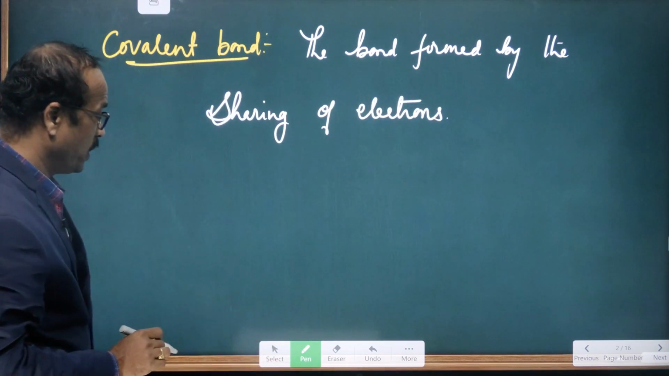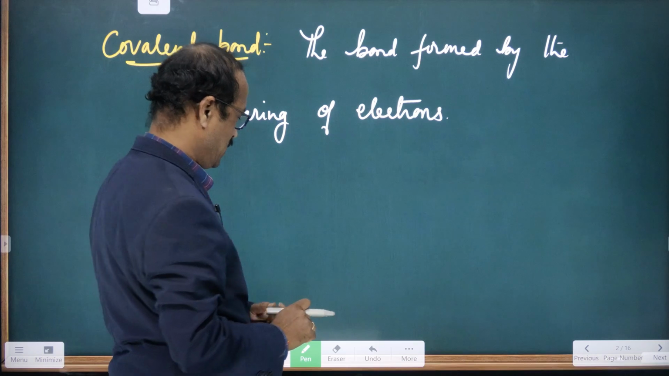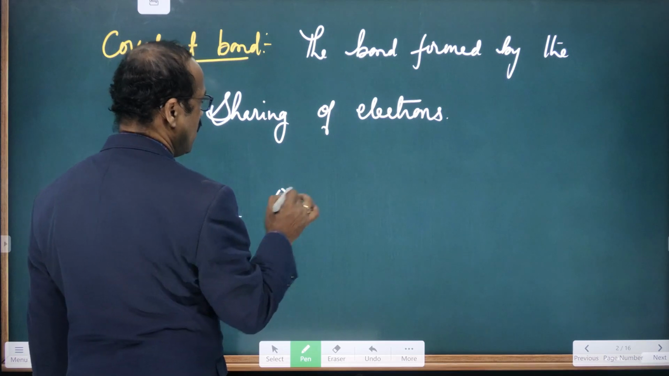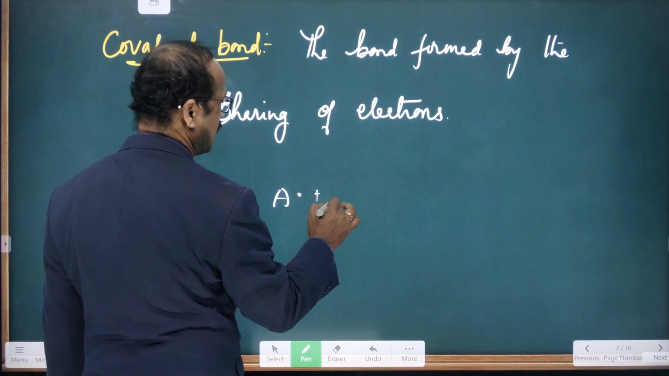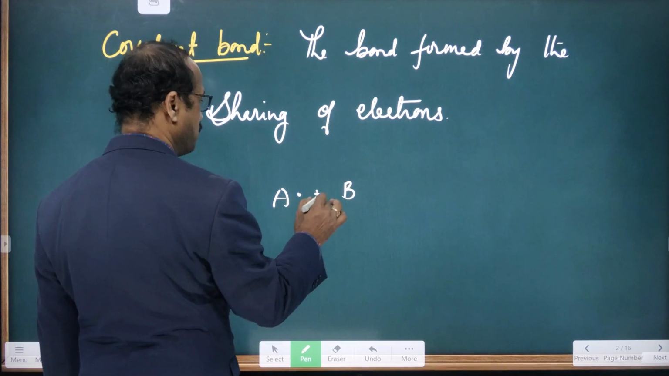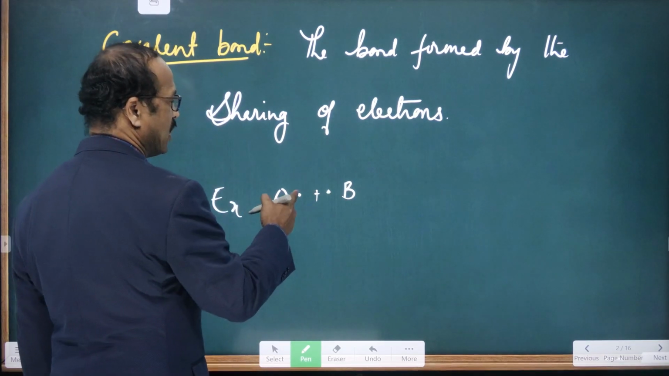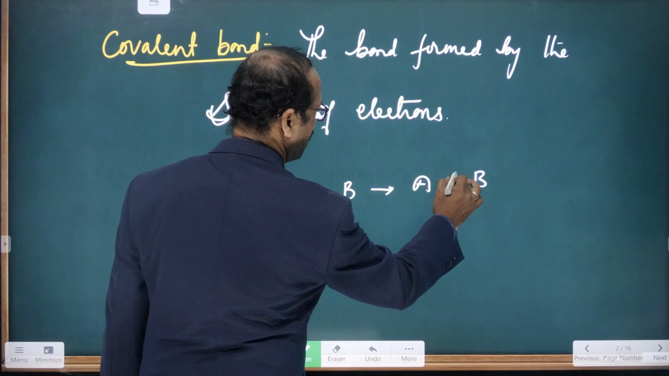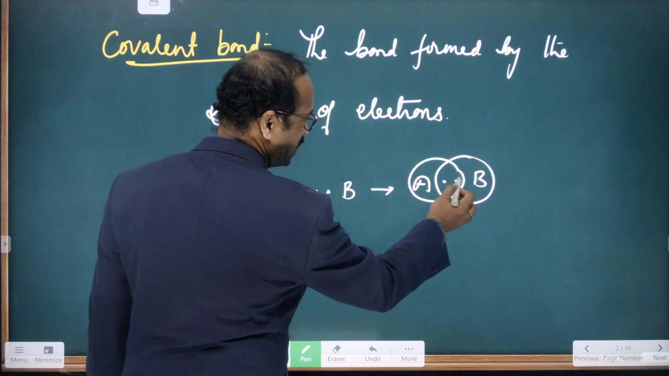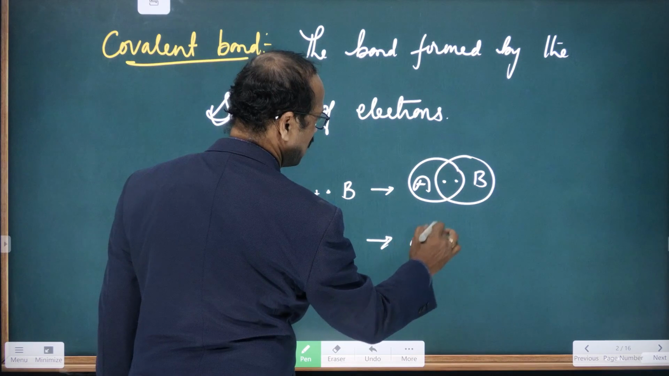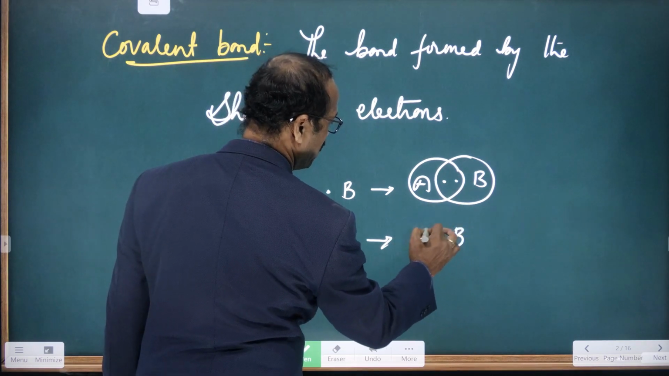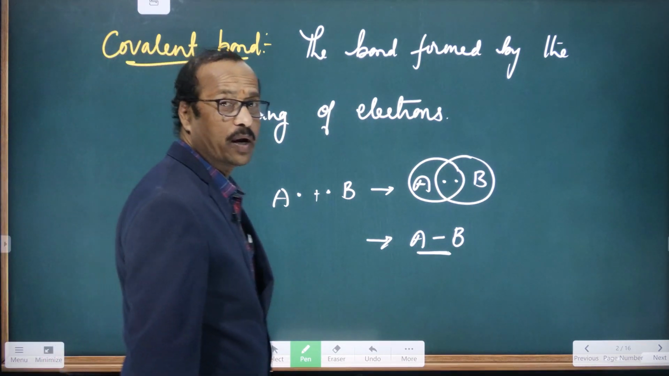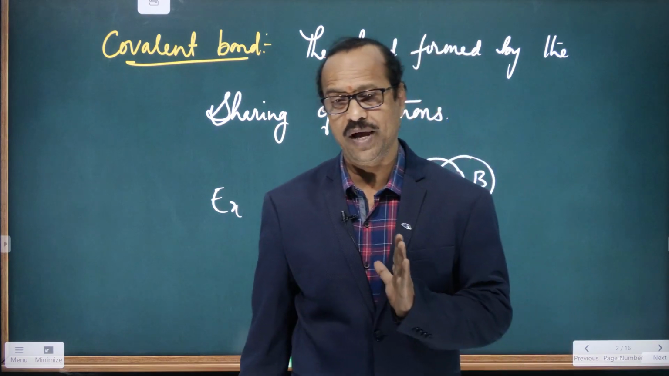So how will the electrons be shared? Students, for example, imagine there is one atom called A. A can provide 1 electron. And there is another atom called B, which also has 1 electron. So A is providing 1 electron, B is providing 1 electron, and both electrons are shared by both A and B. Here the sharing of electrons takes place, and one bond is formed between them. This bond is called a covalent bond. So the covalent bond is formed by the sharing of electrons.